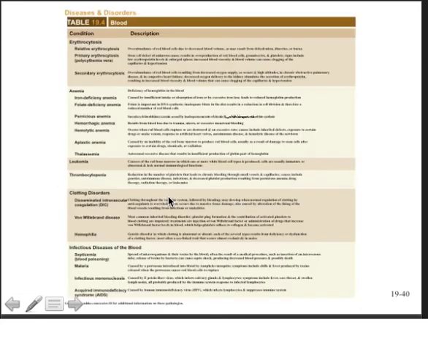And this is just a look at some of the different conditions and descriptions that are associated with the blood: the clotting disorders, things such as anemia, erythrocytoses, and infectious diseases of the blood. So star this, know this material.